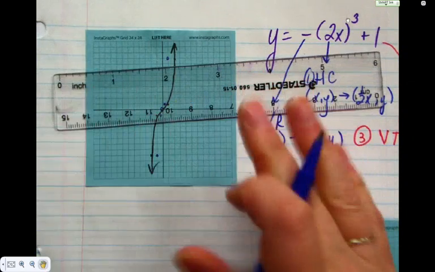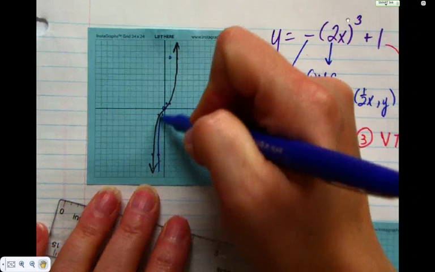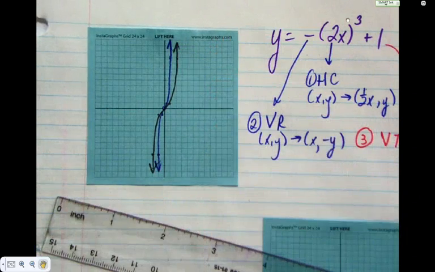Okay, so we had done the ruler trick with reflections. Sometimes it works with certain people's brains with stretches and compressions. Okay, join those points. Did we do a horizontal compression? Did we squish this in towards the y-axis? Yes, we did.